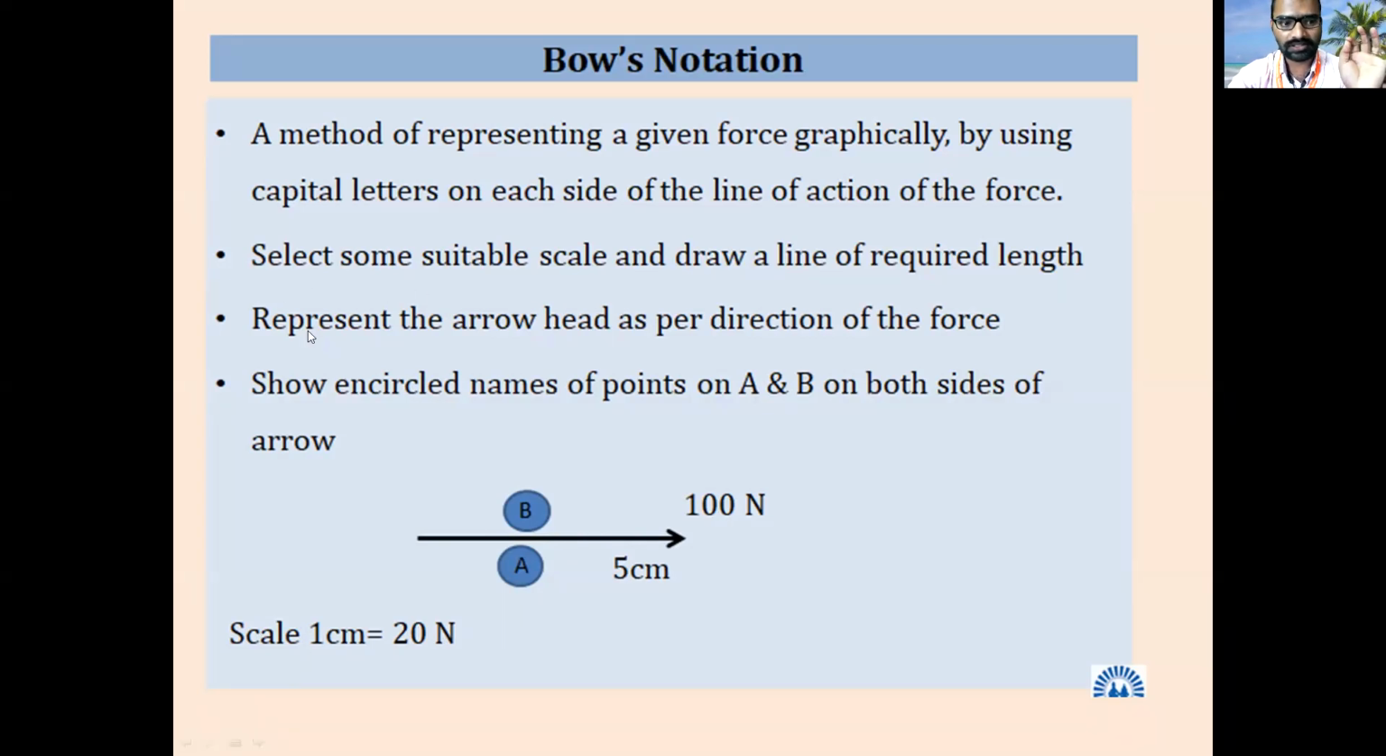Next is represent the arrowhead as per the direction of the force. Whichever way the force is going, represent the arrow the same way. Then show encircled names of the points A and B on both sides of the arrow. Now this is the arrow. Whatever I am writing, A and B, that should be encircled. The notation should always be encircled. This is one type of representation of the force.